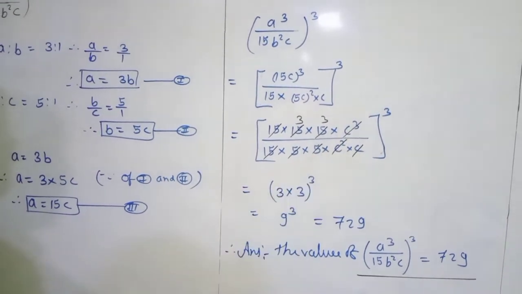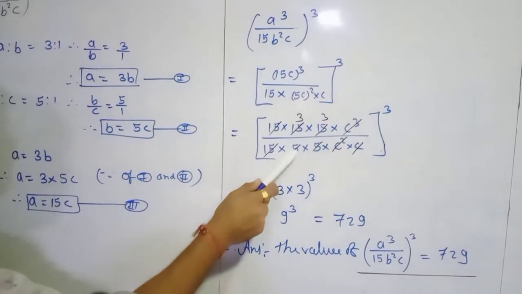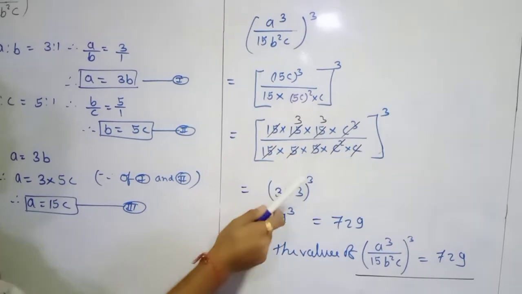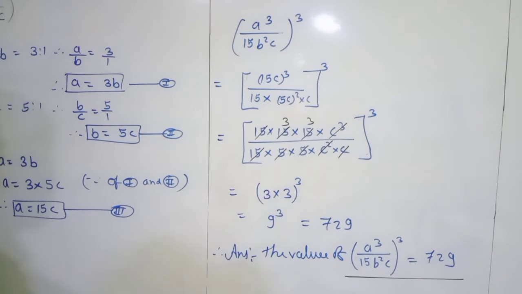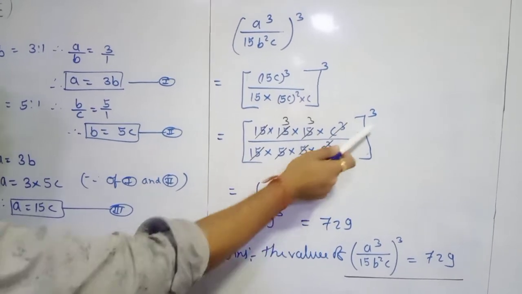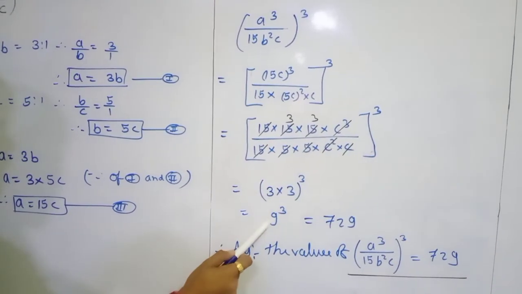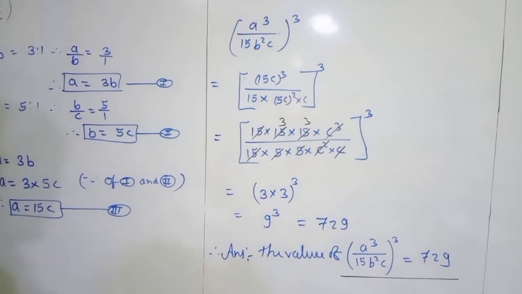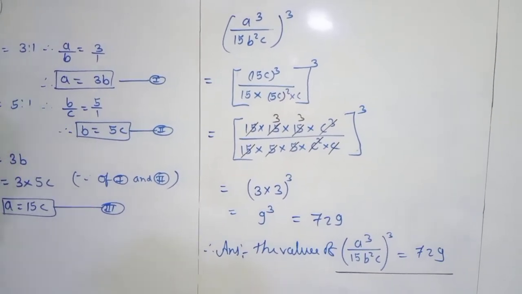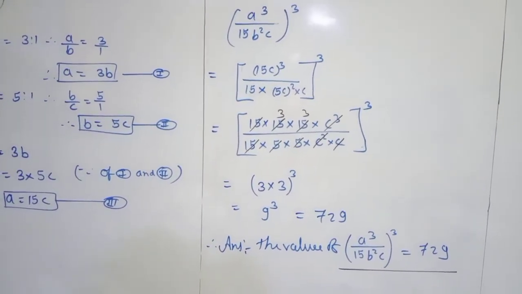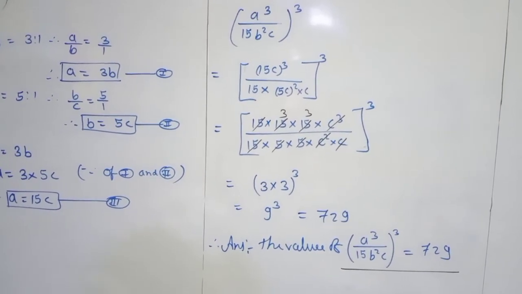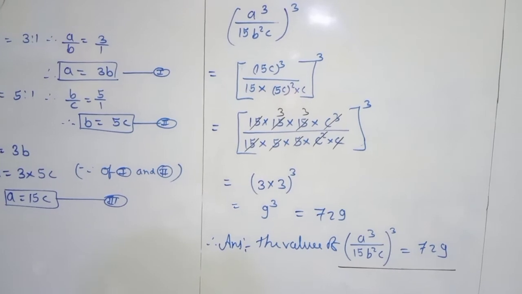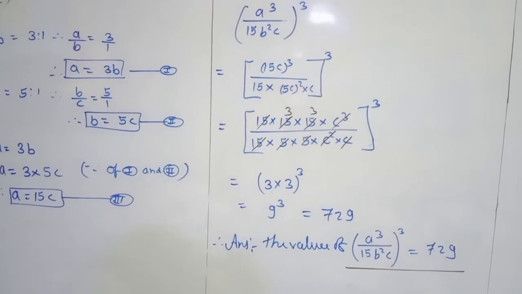This will cancel. 15 cancels with 15. 5 3s are 15. What will remain? 3 into 3. In the denominator nothing is there, so we don't need to write. Cube is there. 3 3s are 9. Cube of 9 is 729. And at the last we conclude with the answer: the value of A cube upon 15B square C whole cube is equal to 729. Now move to the second sub-question of the fifth one.